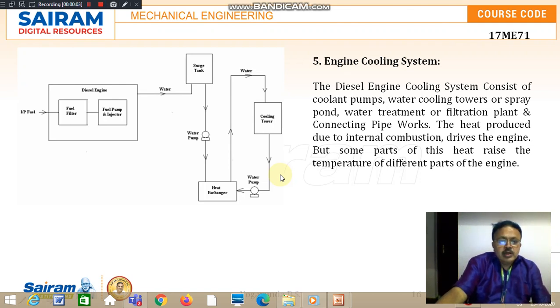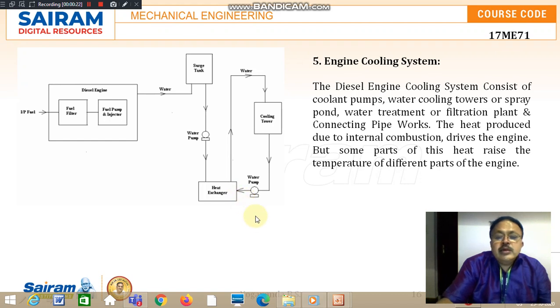Continuation of the components of the diesel power plant. So, the engine cooling system. The diesel engine cooling system will consist of the coolant pumps, water cooling towers, as you see here, the spray pond, water treatment or filtration plant, and then connecting pipe works.